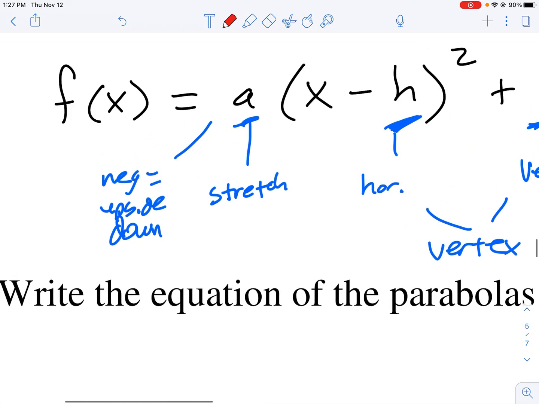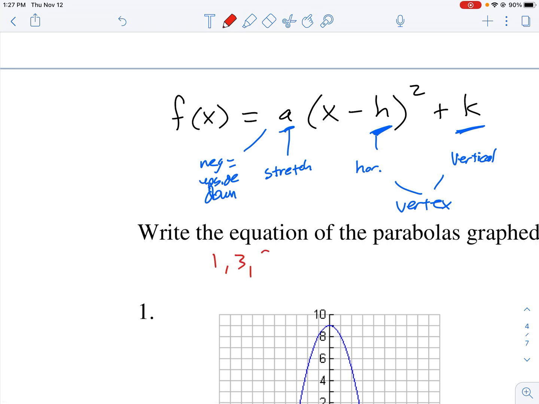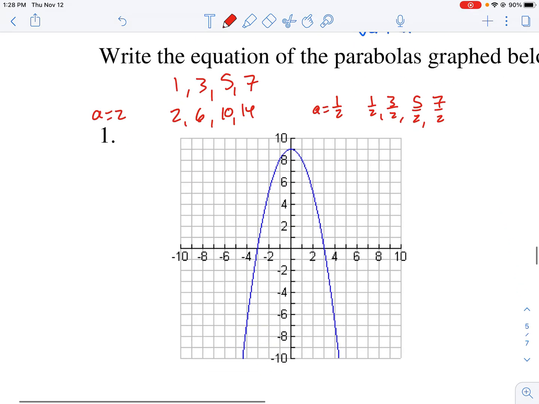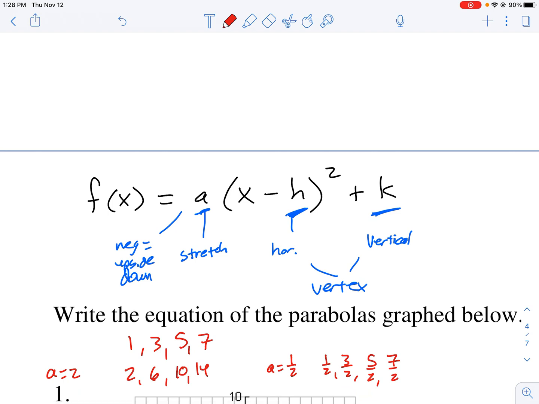But if you have a number out front, it's going to adjust that pattern. So instead of going up 1, 3, 5, 7, you're going to times all those by the a value. So if your a was 2, it would instead go up 2, 6, 10, 14, etc. If your a was 1/2, instead your pattern would be go up a half, go up 3 halves, go up 5 halves, go up 7 halves. And then if your a happens to be negative, your graph's going to open upside down, a lot like this one.